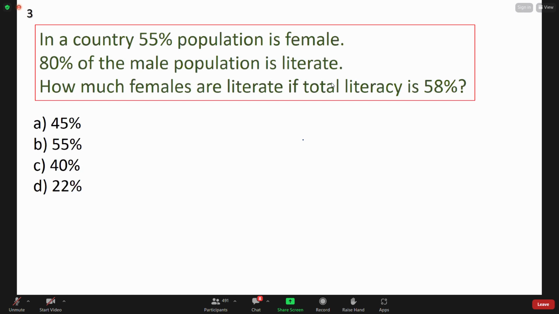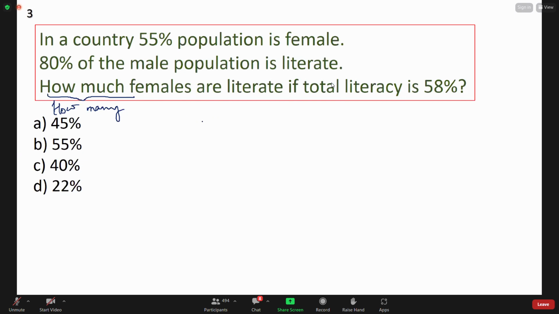In a country, 55% of the population is female, 80% of the male population is literate. How many females are literate if total literacy is 58%? The question here is really important. The words framed in the question are really important. When it says how much females are literate if total literacy is 58%, you will get one type of answer. If I write how many females are literate if total literacy rate is 58%, you will get a completely different answer. Let us do both cases. Let us juggle with the words.